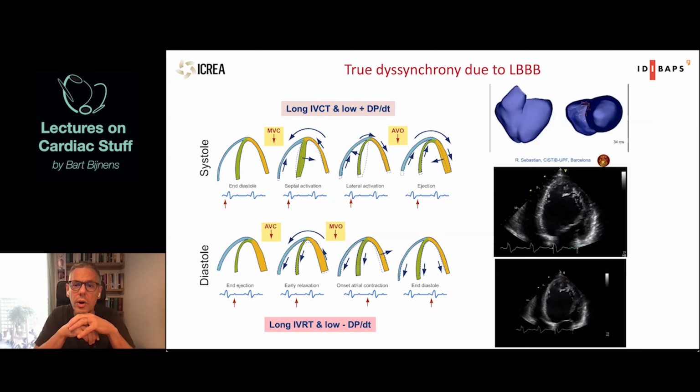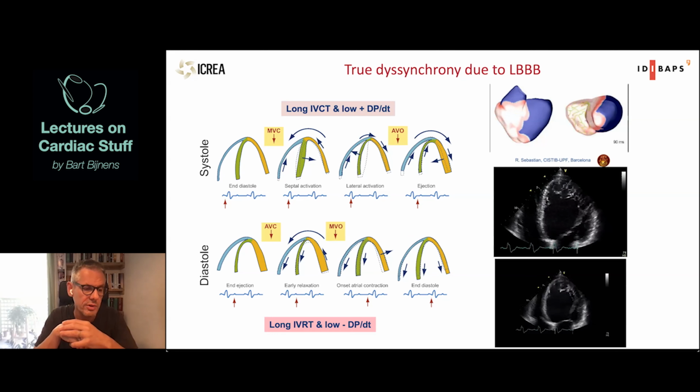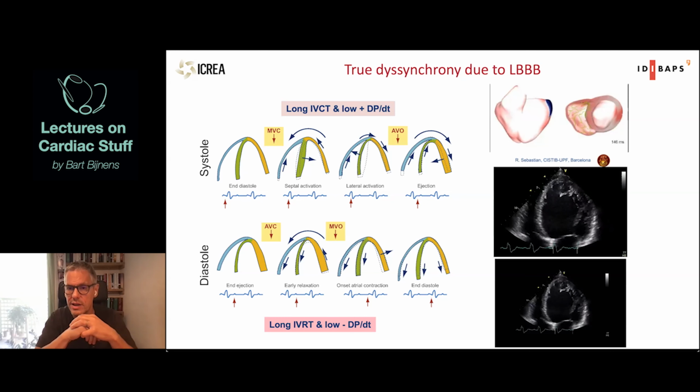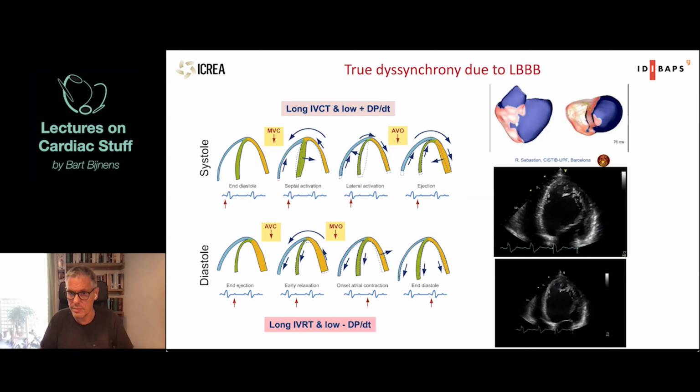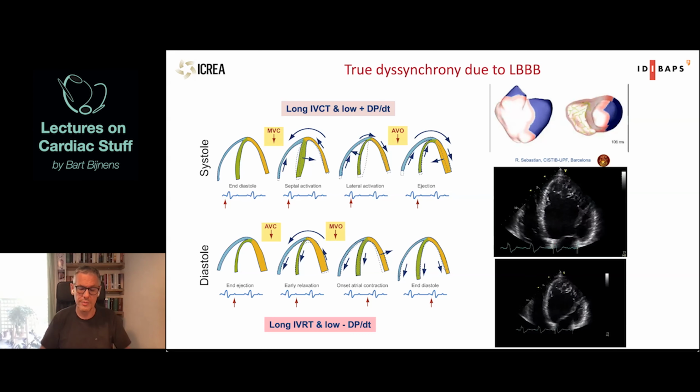So let's now come back to what is happening when we would have a left bundle branch block. That means that we do not have fast activation through the Purkinje system, but we would have activation which actually would take place through the myocardium, which is much, much slower. And so in order to understand what happens, we should go through the whole cardiac cycle.